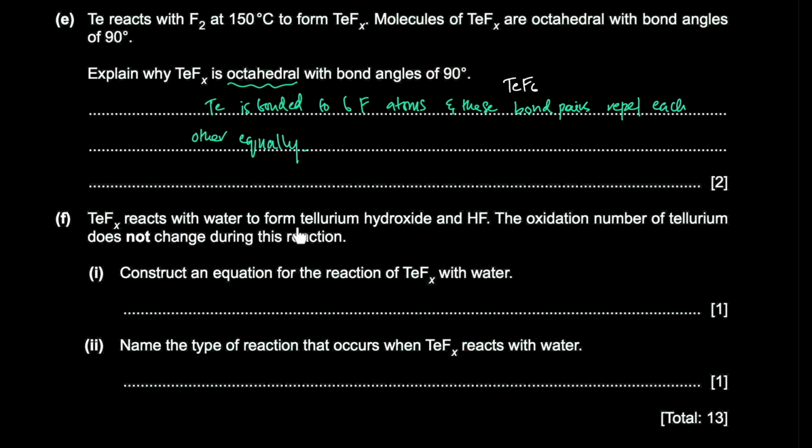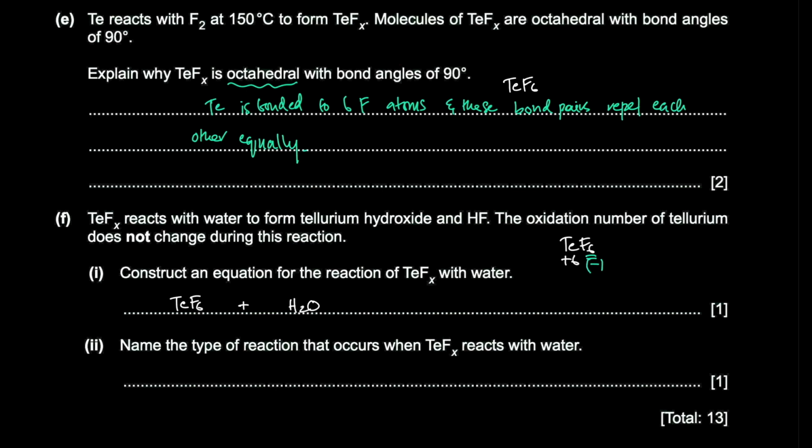TeFX reacts with water to form tellurium hydroxide and HF. The oxidation number of tellurium does not change during this reaction. Construct an equation for the reaction of TeFX with water. Now I know that TeFX is just TeF6. It reacts with H2O. We know that over here tellurium is +6, because fluorine is always -1 and we have 6 of those.